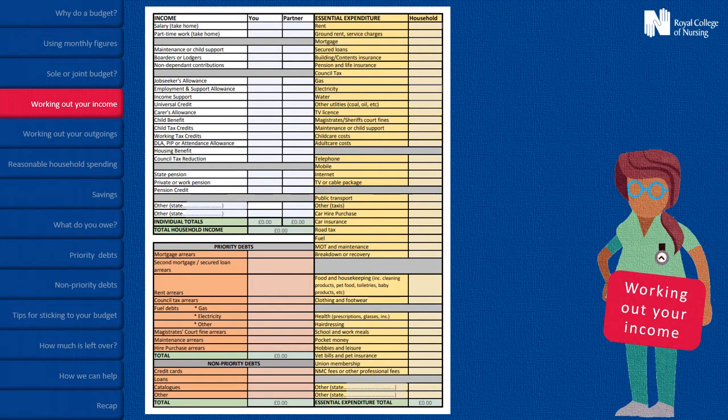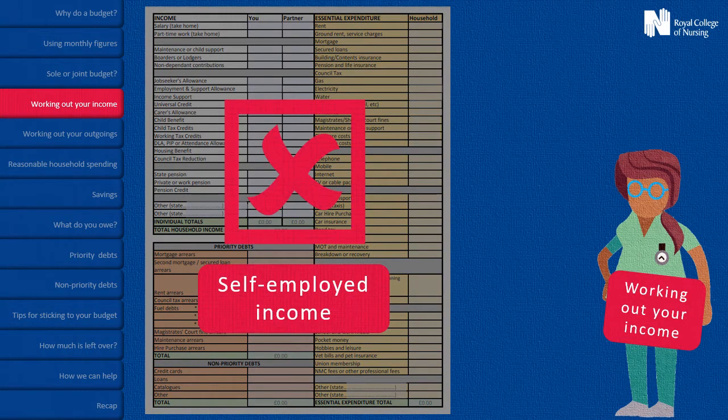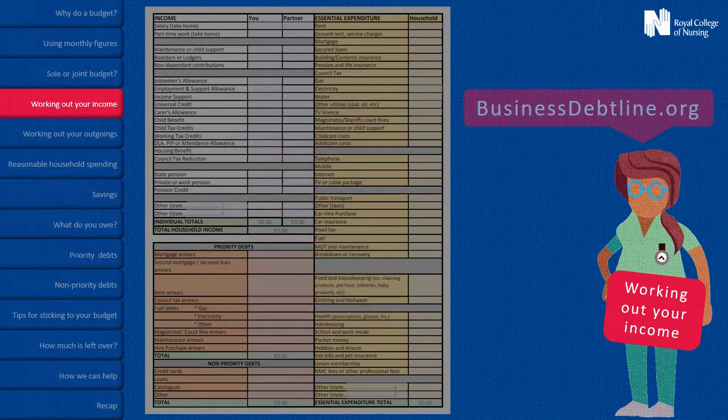Do not use this budget if you or your partner, if you're doing a budget together, have any income from being self-employed. You need to fill in a budget that works out what your business can afford after you have set aside your tax and national insurance contributions. Business Debtline has a range of business budgets that can help you.